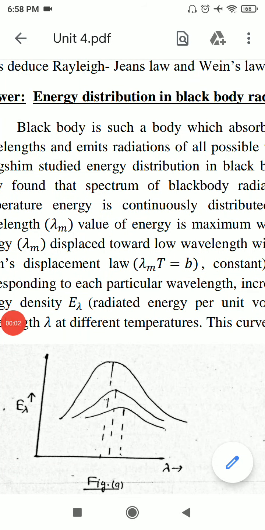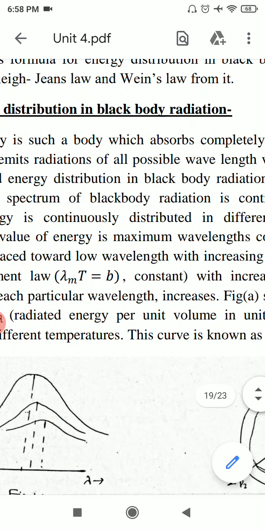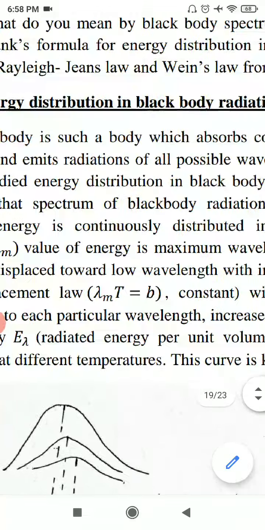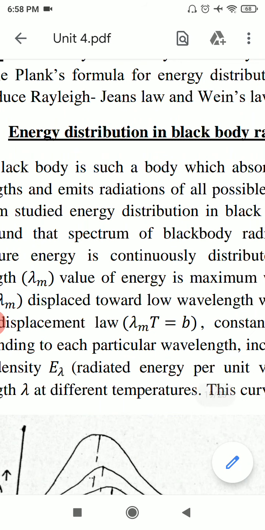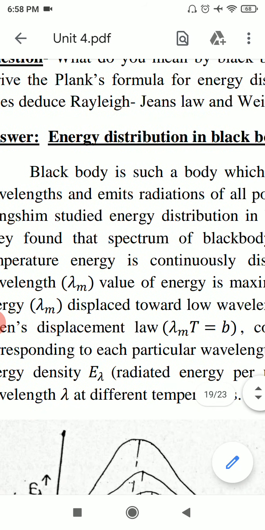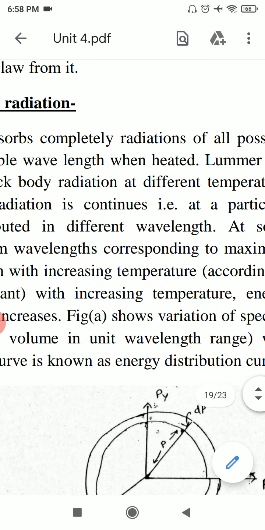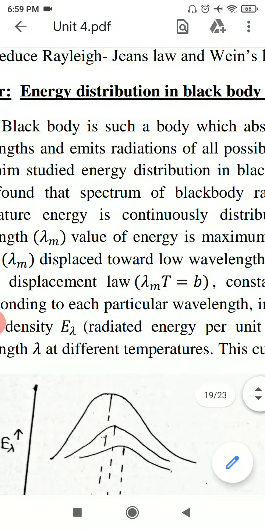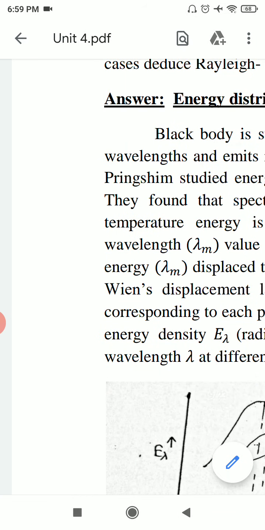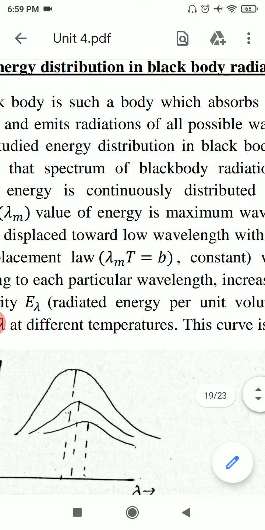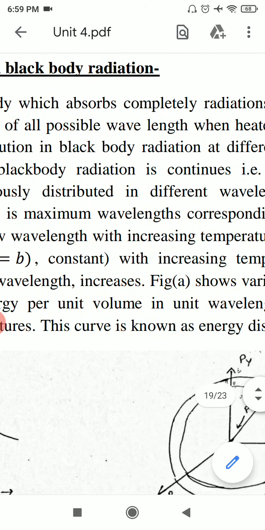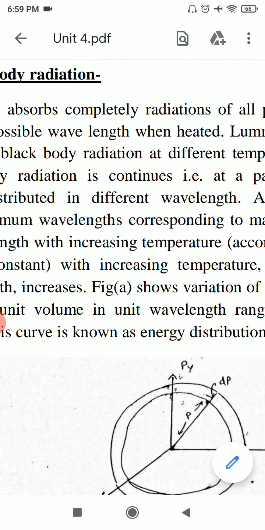Today's topic is energy distribution in blackbody radiation and Planck's formula for this. A blackbody is such a body which absorbs completely radiations of all possible wavelengths and emits radiations of all possible wavelengths when heated.